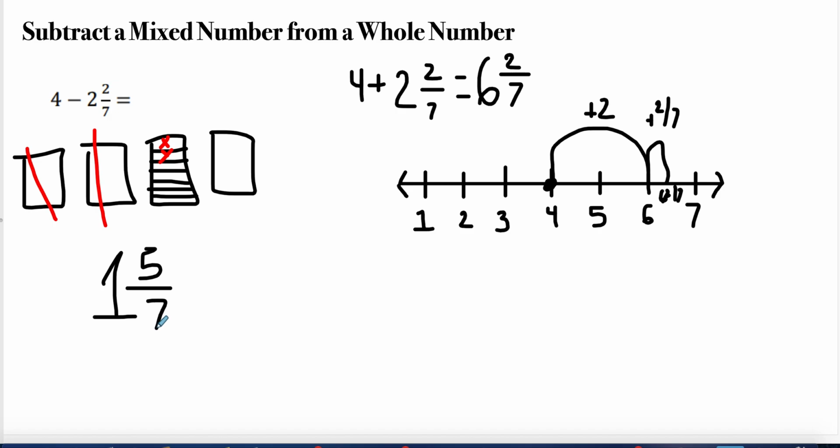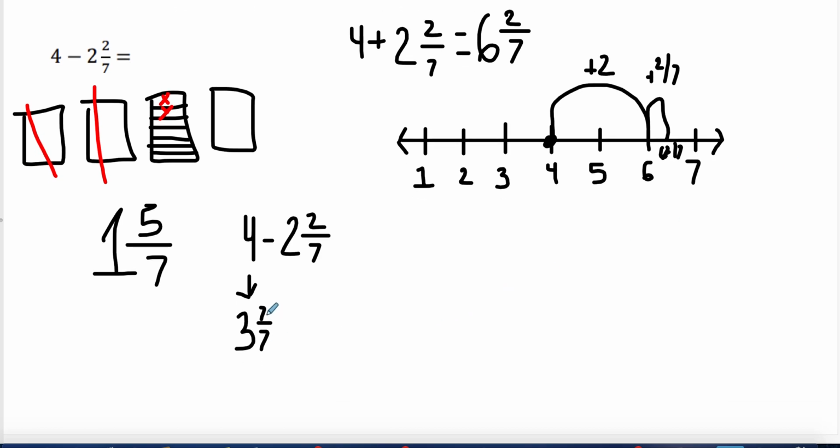Another strategy I could use, if I'm doing 4 minus 2 2/7, is I could rewrite the 4 as 3 7/7. Let's pause and think about why that makes sense. Why can I do that? Well, 7/7 is equivalent to 1 whole, and 3 plus 1 equals 4.